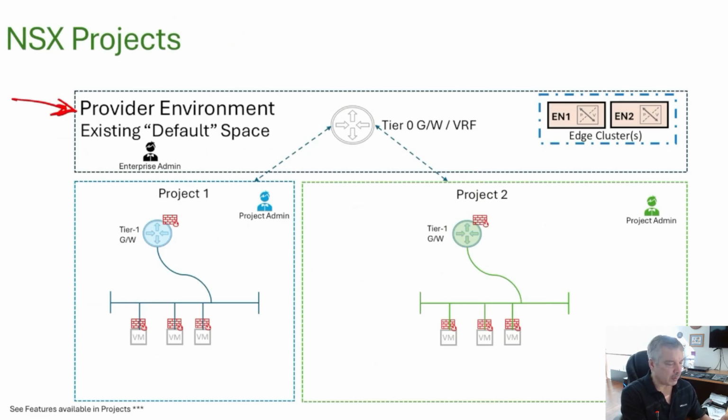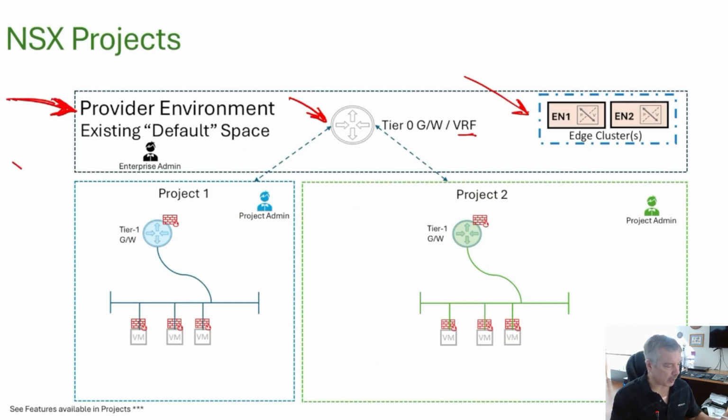Inside the default space is all the stuff that your tenants would need to get connectivity to the outside world, to go north-south. So I see a tier 0 gateway. This could be a VRF as well. Okay, I've got my edge cluster or clusters. In this example, I'm just showing one cluster. So this is in what they call the provider environment, or my default space.